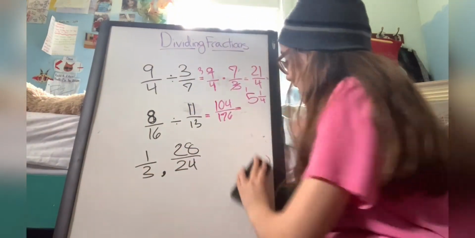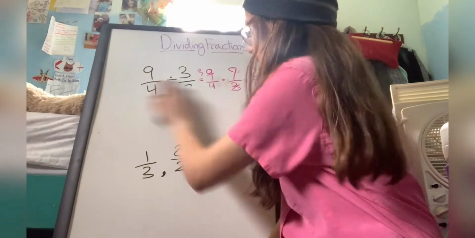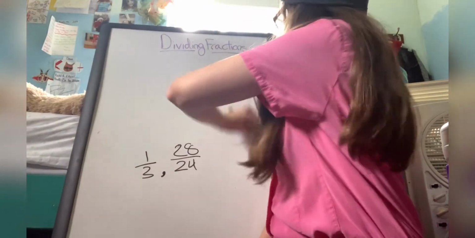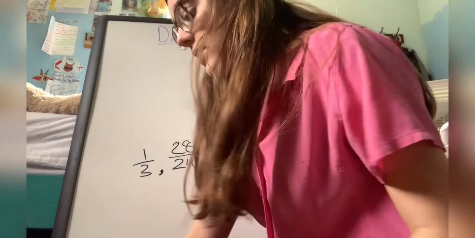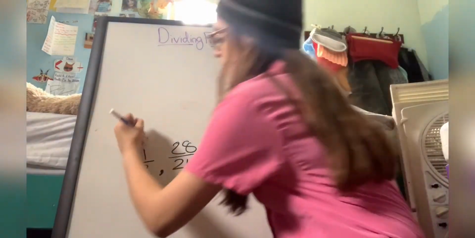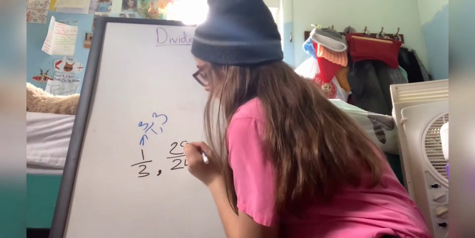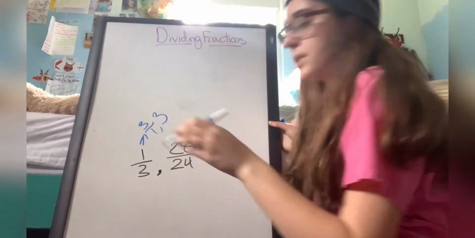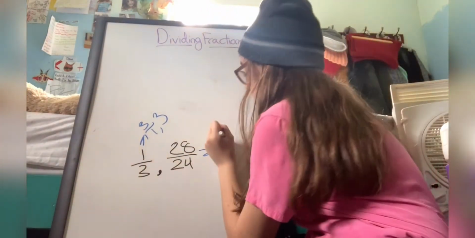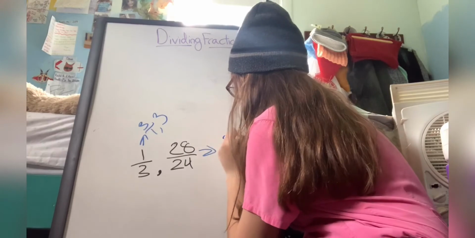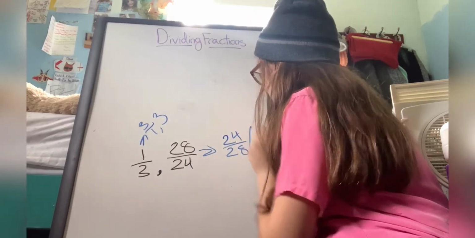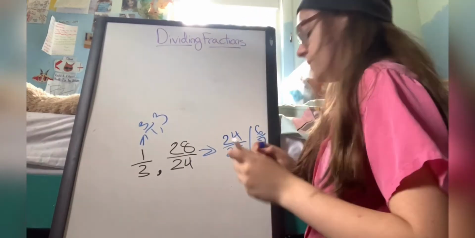And the last ones, the reciprocals, you just flip them over. So the reciprocal of 1/3 is 3/1 or 3, and the reciprocal of 28/24 is 24/28, which can be simplified to 6/7.